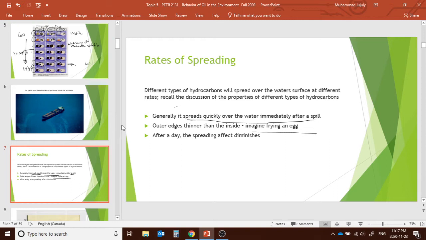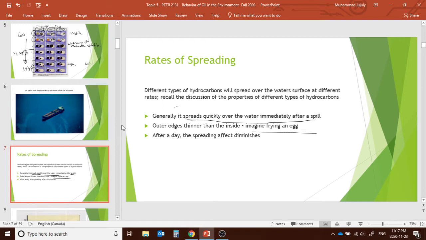Like, egg is very viscous, right? So when you try to fry the egg, you will find that the middle is the most concentrated and heavier, but the outer side is thinner. Okay, because of the gravity, right? And also due to the surface tension. So this is another very important example, very similar to frying an egg.